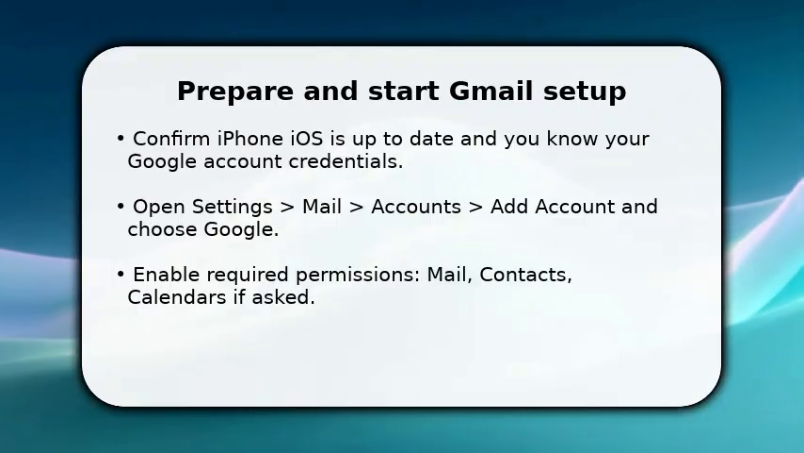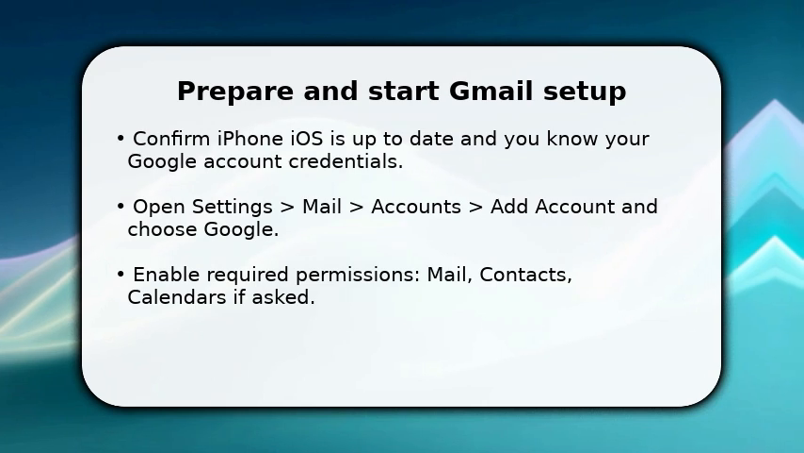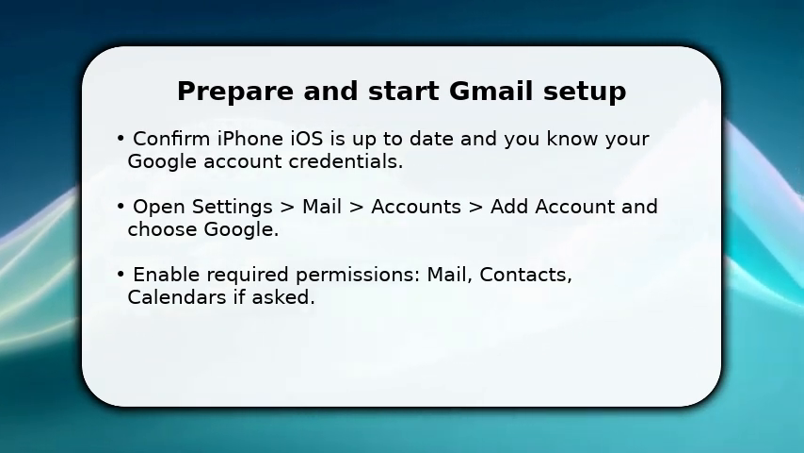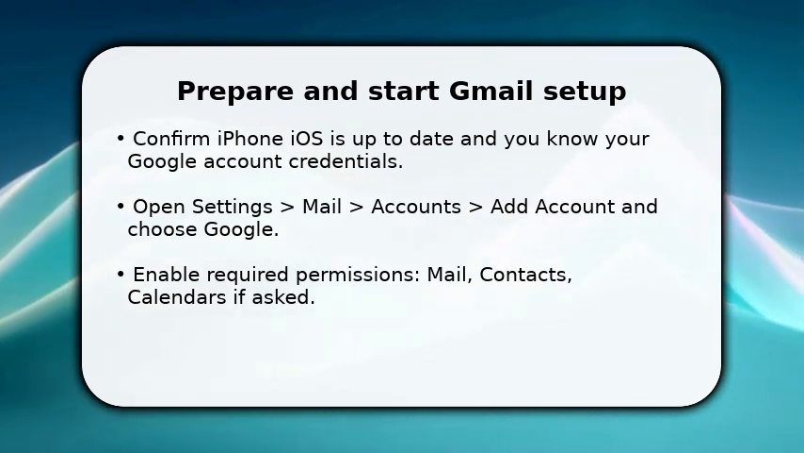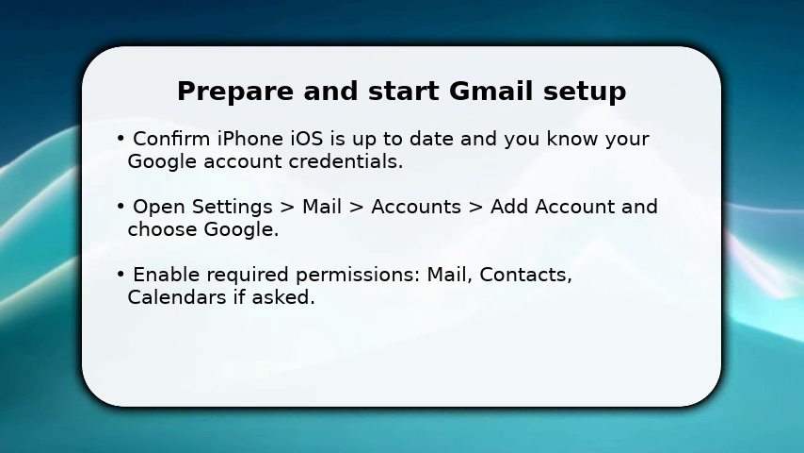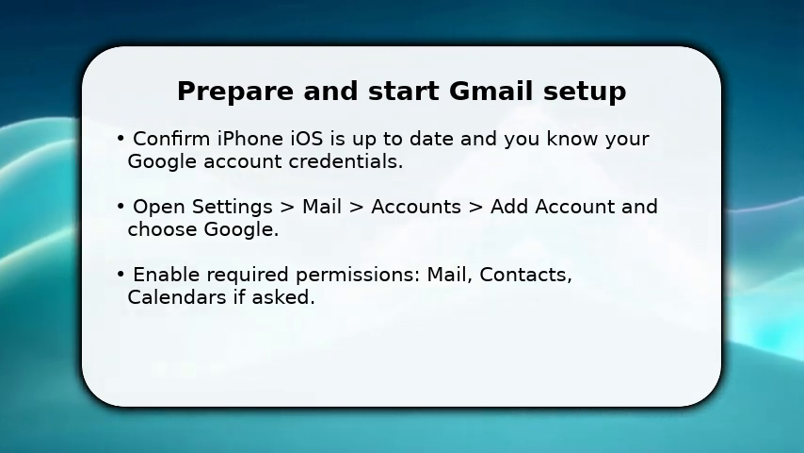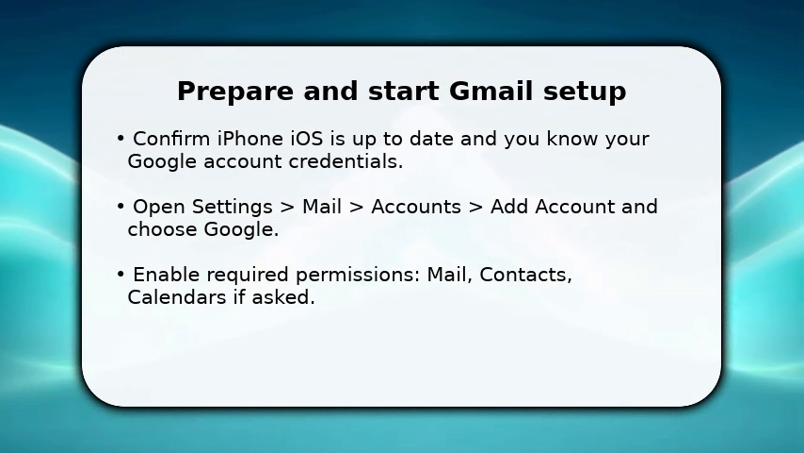You'll start by ensuring your iPhone is updated and you have your Google username and password ready. Open Settings, tap Mail, then Accounts, and choose Add Account. Select Google and follow the on-screen sign-in. Grant Mail and Contacts access when prompted so Gmail can sync. Once done, make sure Background App Refresh is enabled for Mail in Settings so new messages arrive reliably. This initial sequence connects your Apple Mail framework to Gmail.